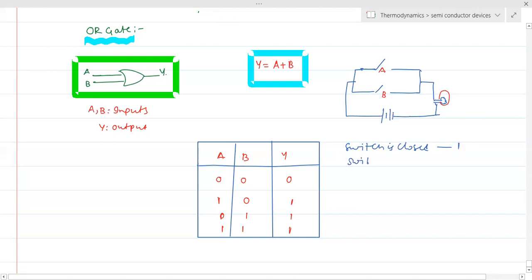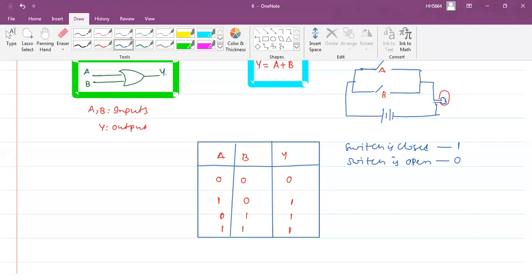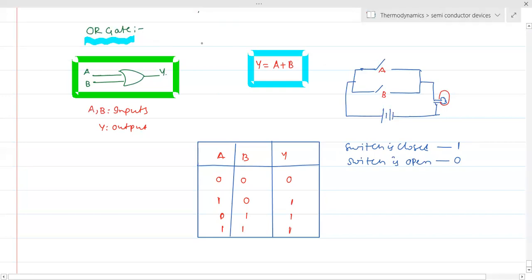And when the switch is open, in the truth table I'm speaking, we used to call it 0. Now you can understand, easily remember. If A is closed or B is closed, then the circuit will be closed, the current passes through the circuit and the bulb will glow. If A is closed or B is closed, then the bulb will glow.